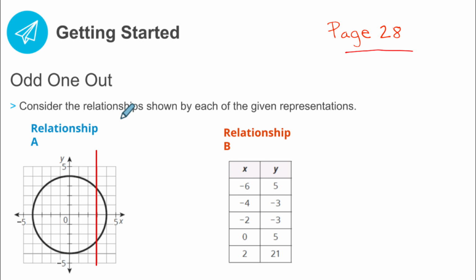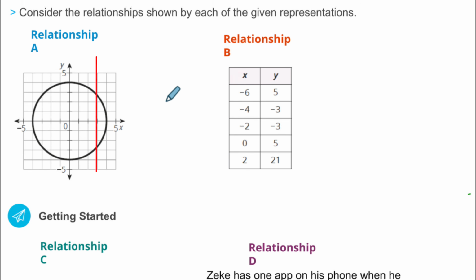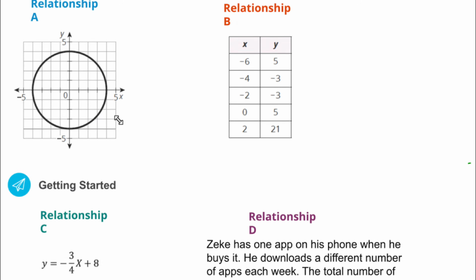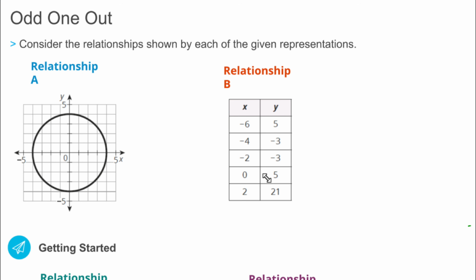Odd one out. Consider the relationships shown by each of the given representations. So we have, I have some foreshadowing. Get rid of that. Foreshadow, be gone. We have 4 different relationships here. Now remember, a relationship is just when you pair x and y. So when you pair up x and y, you can do that on a graph. Check this out. I'm pairing up. Look, x is 4, y is 0. So I do have a relationship here. I have a relationship in this graph.